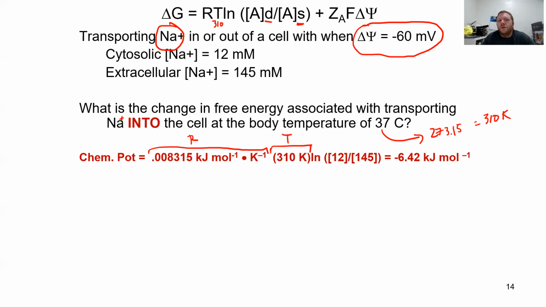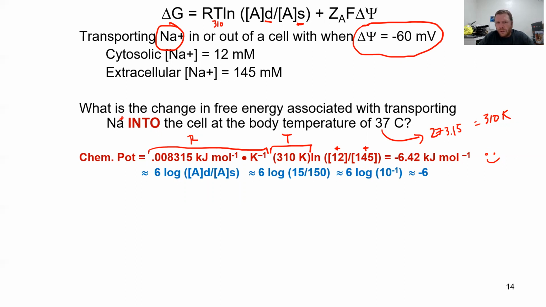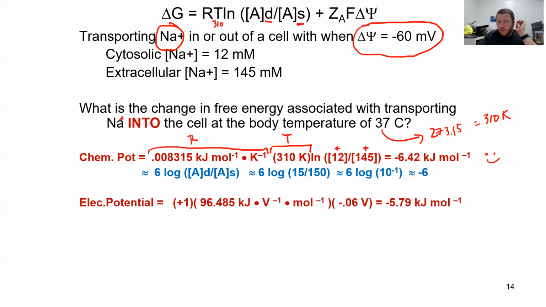We are going into a cell, so our destination is the cytosol. That's where we get this 12. Our source is extracellular, 145 millimolar. So from a chemical perspective, this has a delta G of negative 6.42 kilojoules per mole. So favorable. Now, there's a simplistic way of looking at it. Electrical potential, let's see how things change.